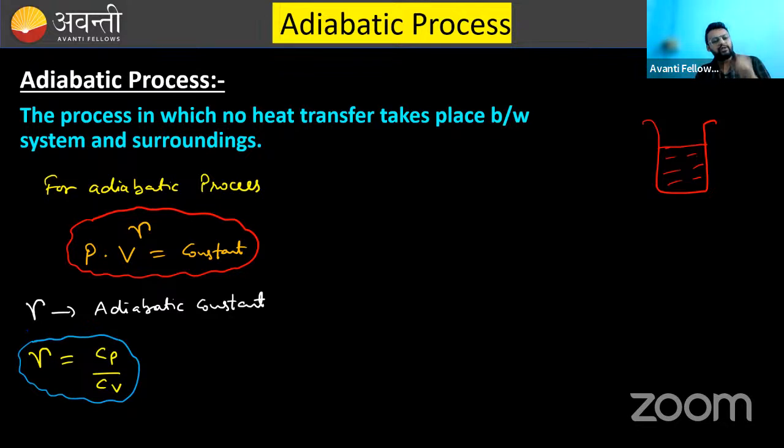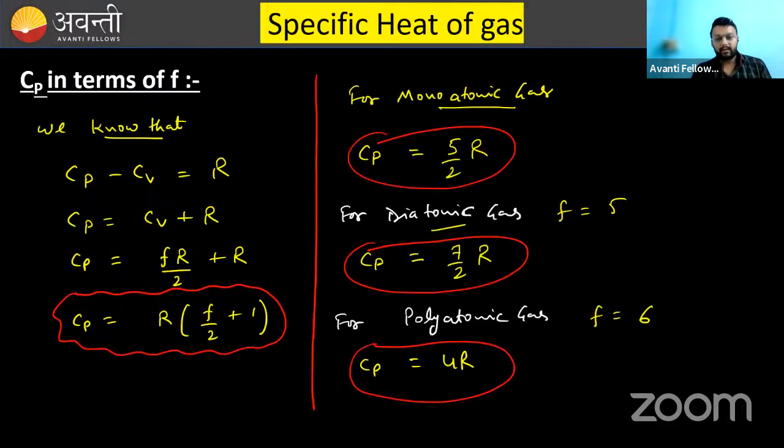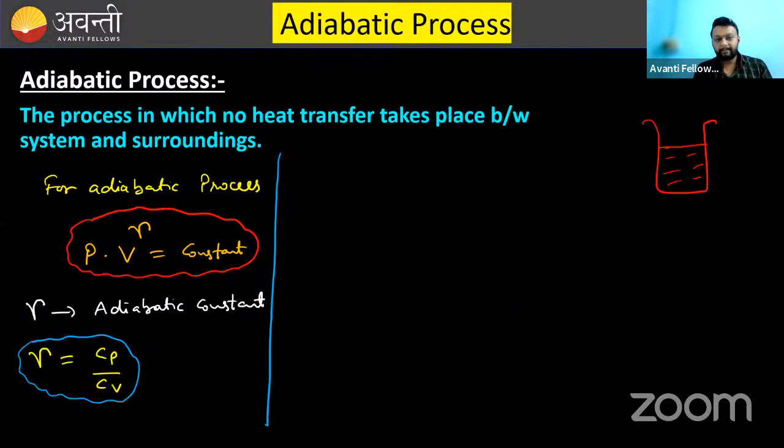Now you know the value of Cp, you know the value of Cv. Can you find the value of gamma? Yes, you can. Cp is what? Cp is R into f by 2 plus 1. And Cv is what? f R by 2. You can place these values here.